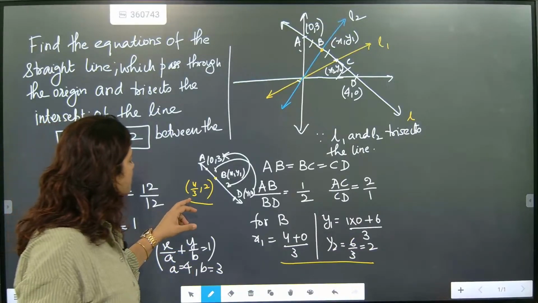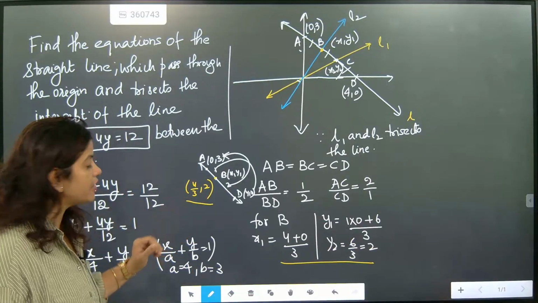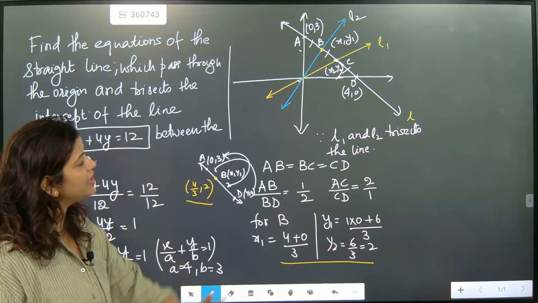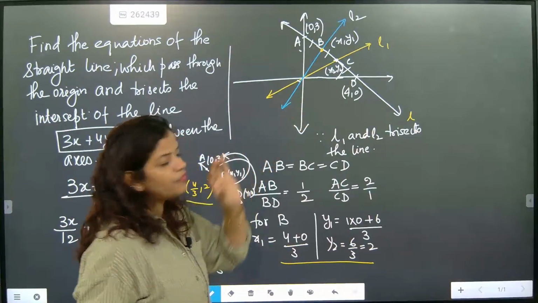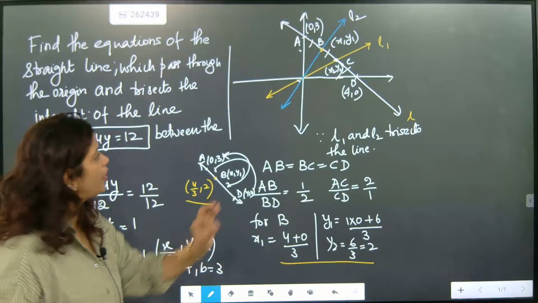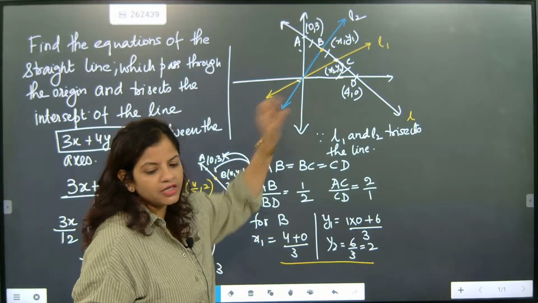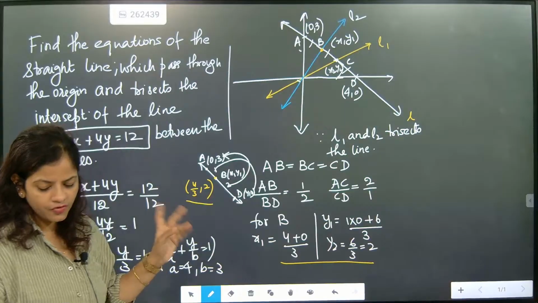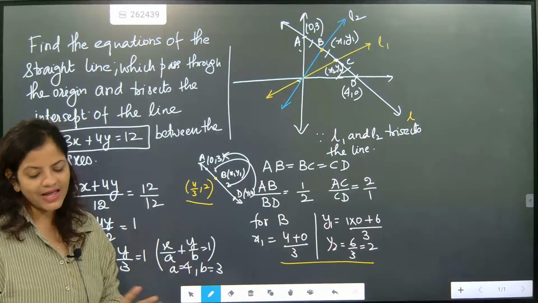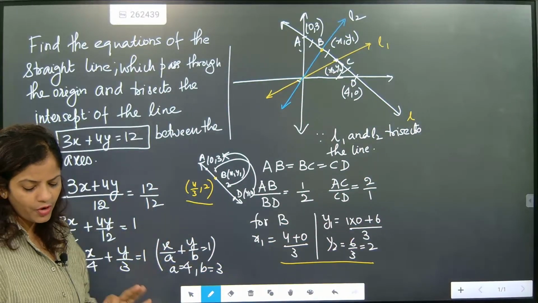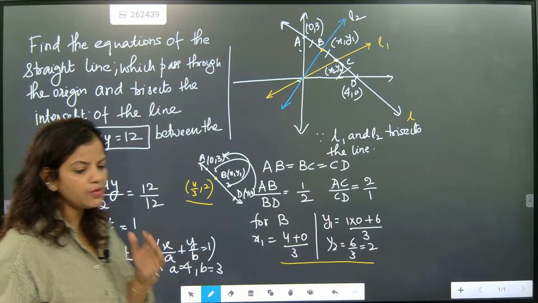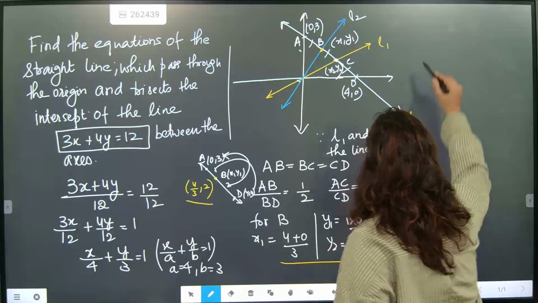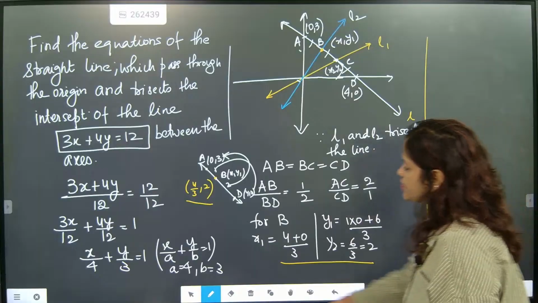Now look here, beta. So 4 by 3 comma 2 is the point we got, and now we have to find the equation of this line L2. We have one point, but the origin is also another point. Origin is one point and this point is another point. With the help of these we can directly solve, because once points are there, slope and equation writing becomes very, very easy.